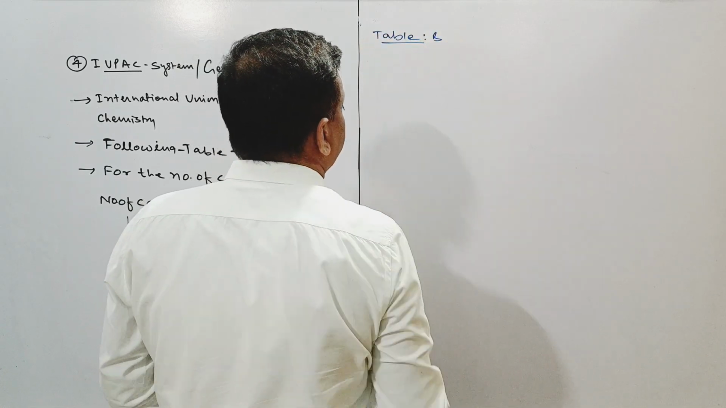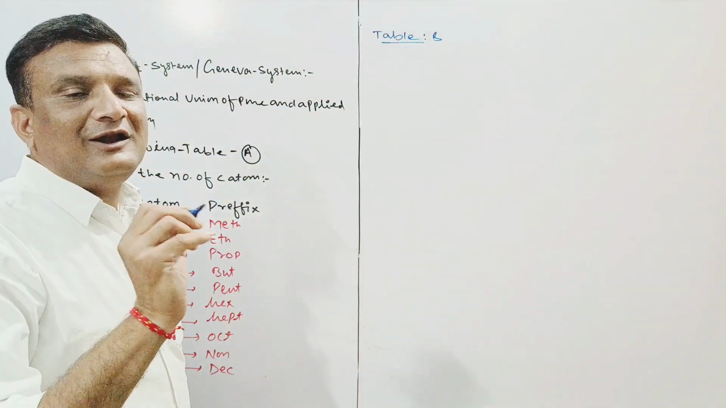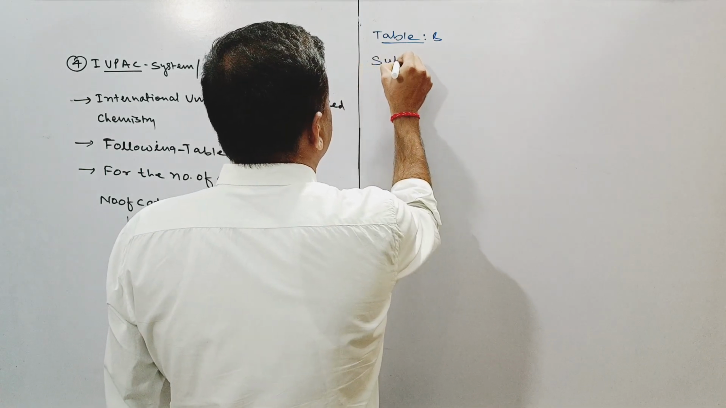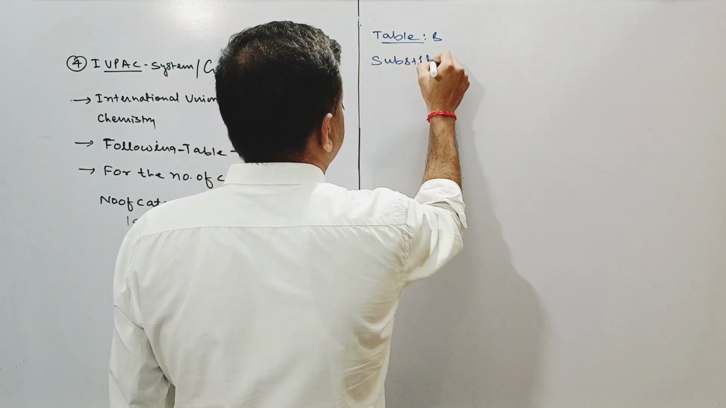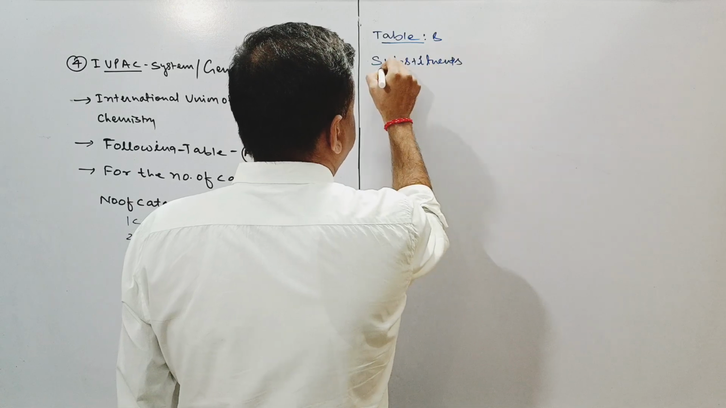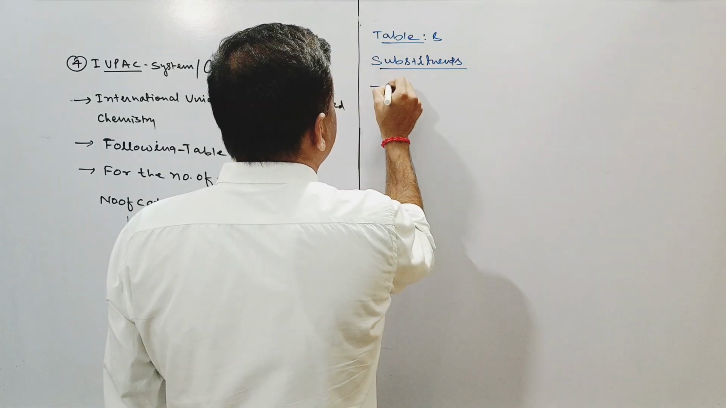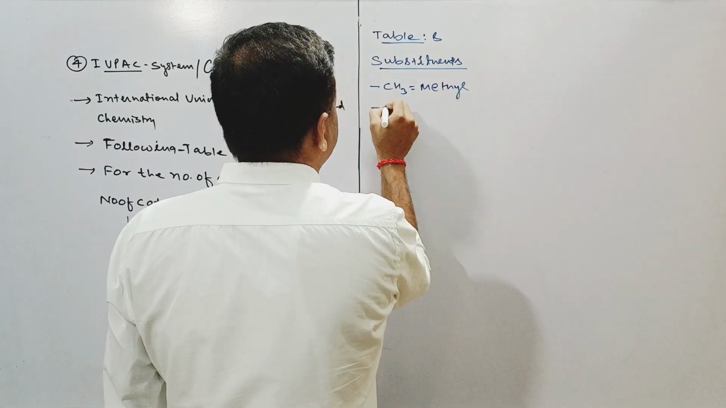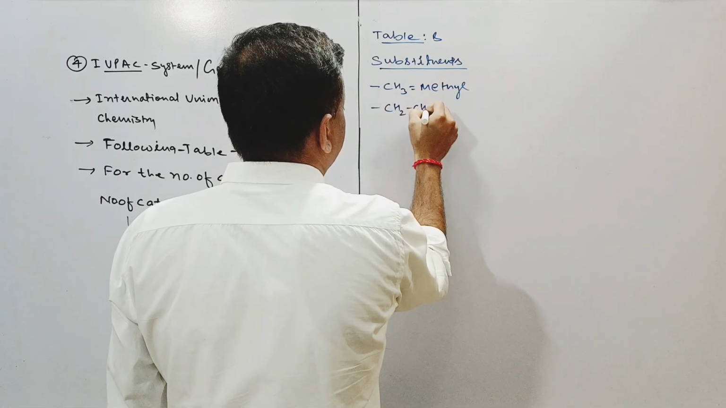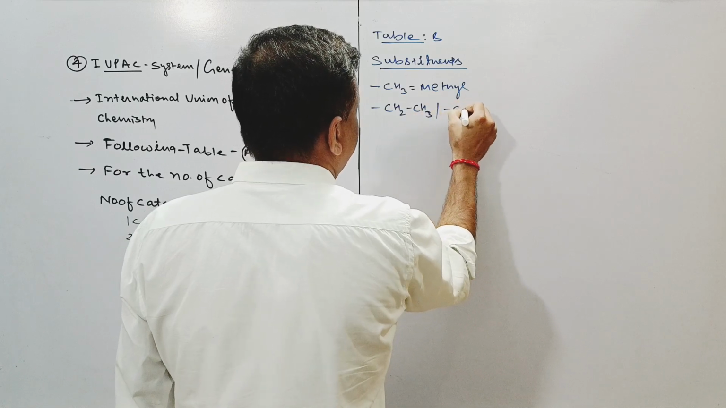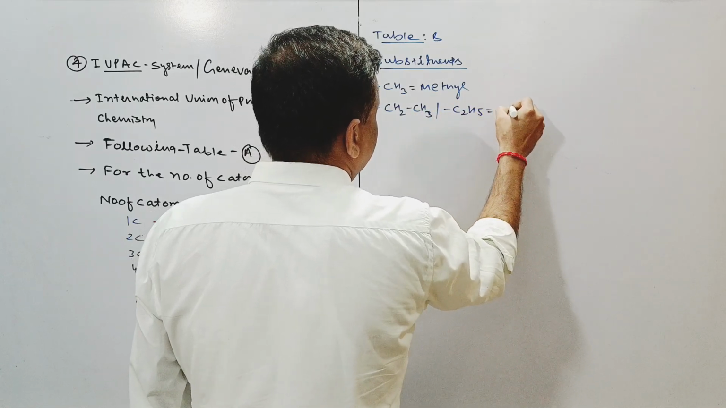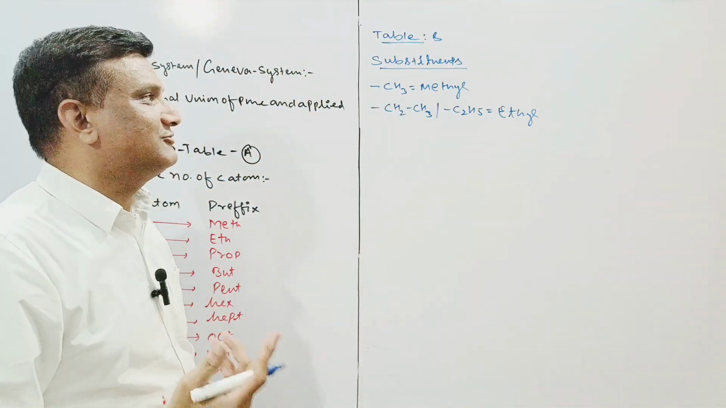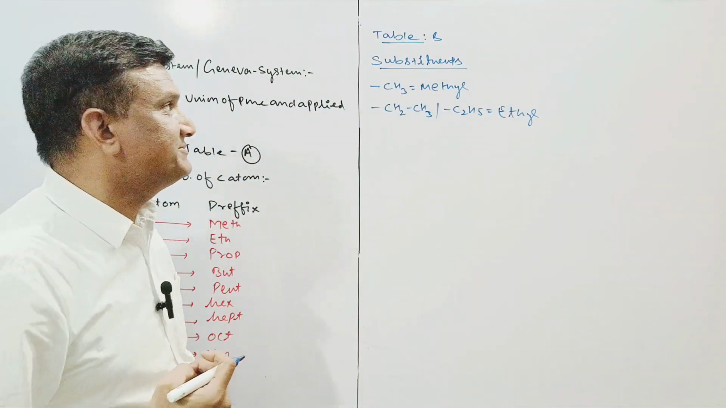Regarding table B, it is along with the substituents. So this is for the substituents, और substituents के regarding हम पढ़ चुके हैं. This is called methyl. CH3 is called methyl. CH2CH3 or you can say C2H5 is known as ethyl. N-propyl, isopropyl, N-butyl, isobutyl, so on. ये सब सब्स्टिट्यूएंट होंगे आपके पास में.